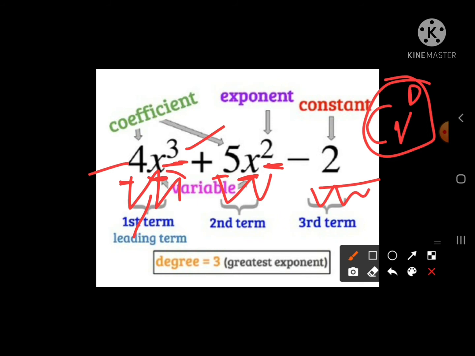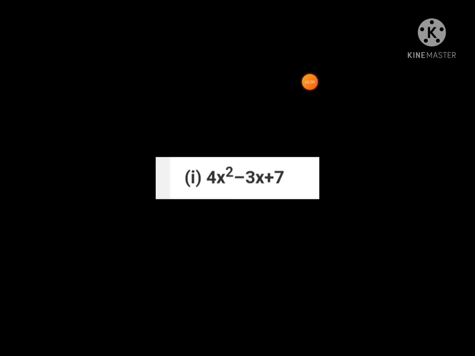So I would say 4x cube is also a polynomial. Is it clear? Let me give you some good examples of polynomials. Now let's see the example: 4x squared minus 3x plus 7. Is this a polynomial? Tell me quickly, and if yes, then justify also. Now let me hear what you will say. Some of you will say yes, some will say no, and some maybe. Let me clear up the maybe also.